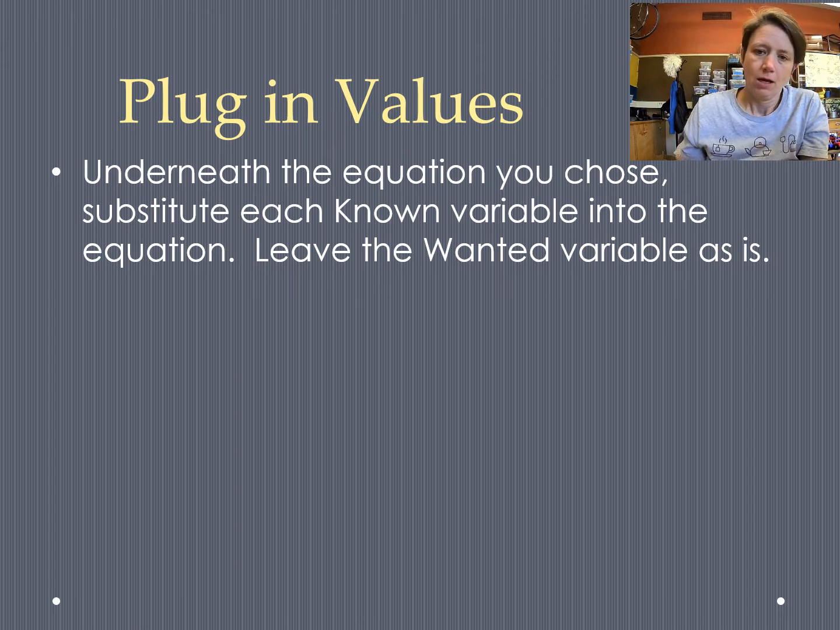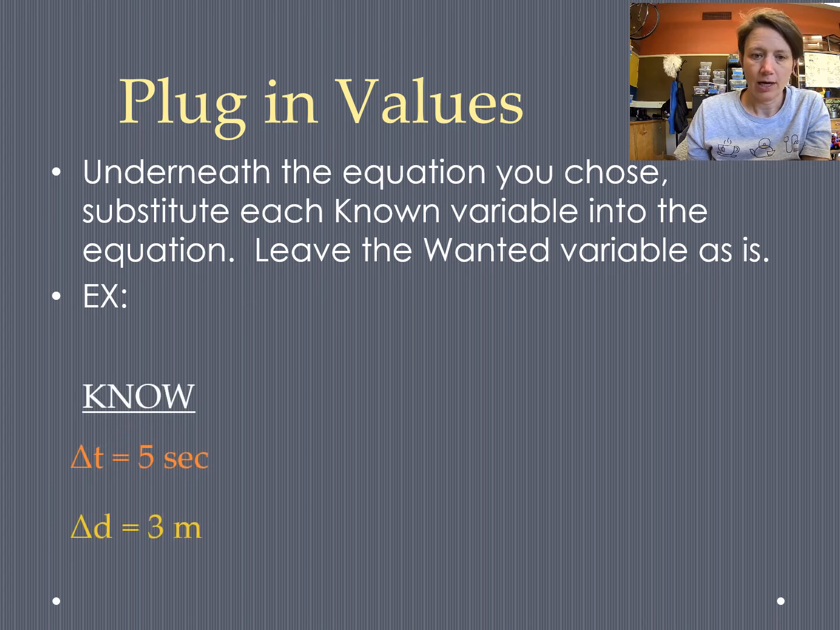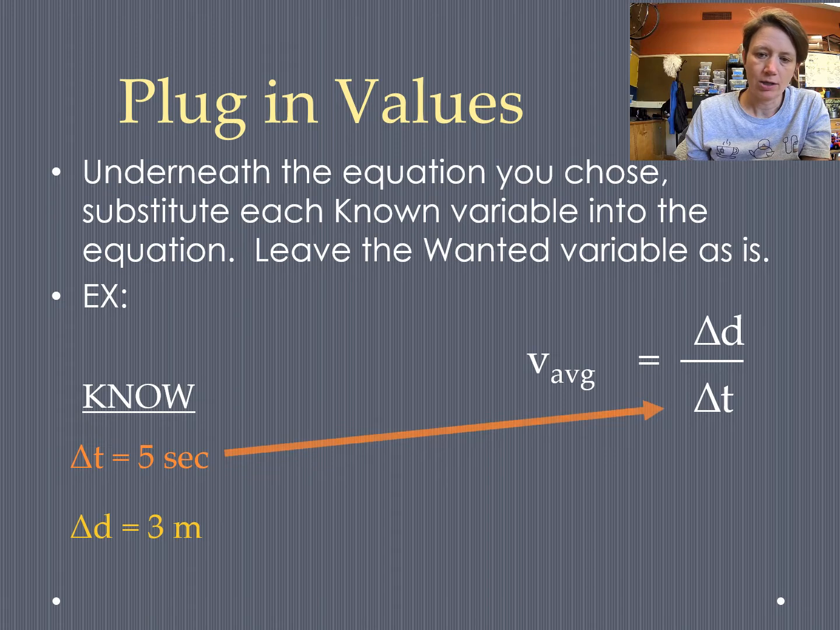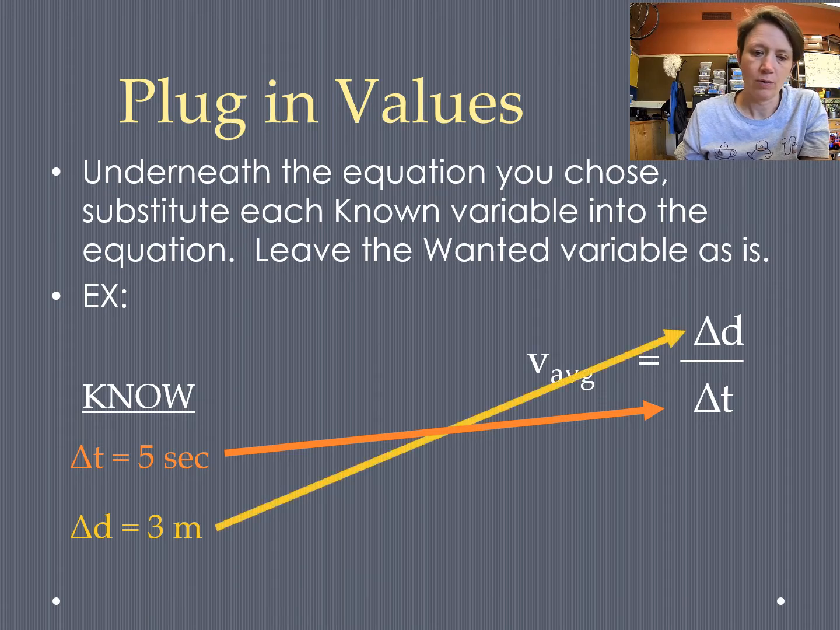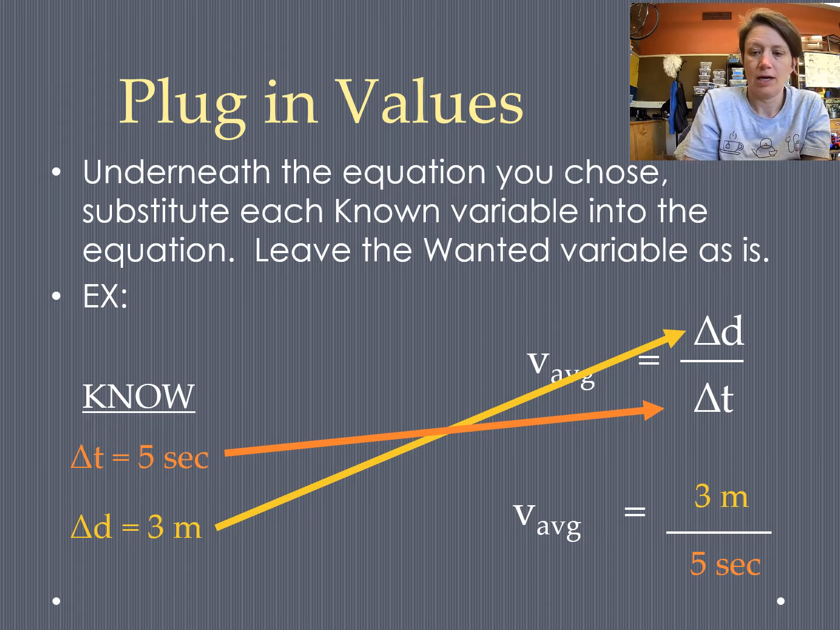And we're going to just leave the variable that you wanted as a variable. So for example, with that no list that we created earlier in that equation, when we rewrite it, we're gonna plug in that delta t in that space. So we plug in 5 seconds where it says delta t, and we're gonna plug in 3 meters where it says delta d, and we're gonna have a new equation that looks like this: v average equals 3 meters divided by 5 seconds.